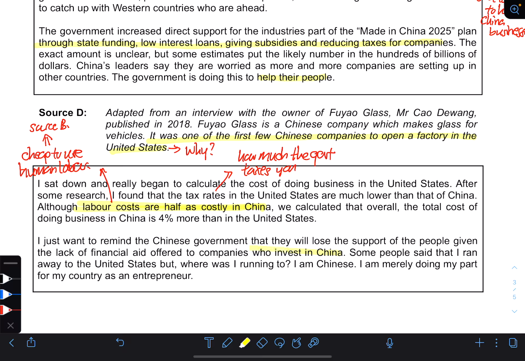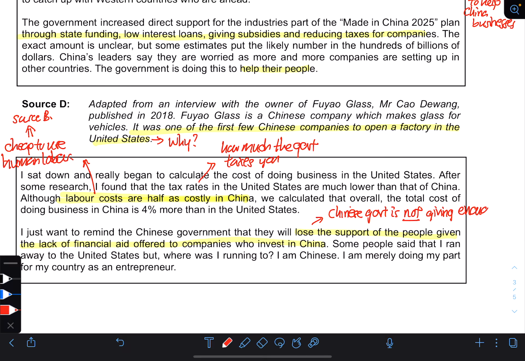Can you please highlight this? Okay, he's saying if the Chinese government doesn't give more financial aid to companies, then the people will be very unhappy. Some people said that I ran away to the US, but where was I running to? I'm Chinese. I'm merely doing my part for my country as an entrepreneur. Now, let's focus on this part. According to this owner, Mr. Cao, he says that the Chinese government is not giving enough support to the Chinese companies.